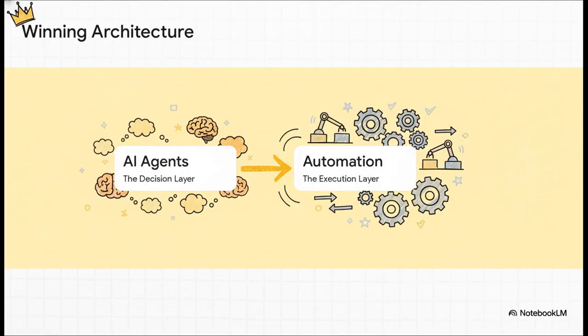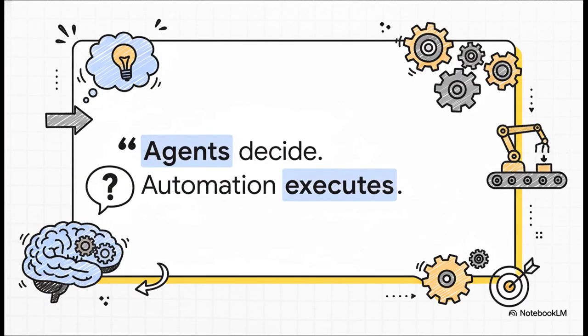The winning formula, the best architecture, uses both of them, but puts them in the right jobs. You can think of it like a two-layer system. You've got your AI agents up top as the smart decision layer. They're the brains figuring out what needs to be done. And then you have automation as the powerful execution layer below, just reliably getting those tasks done. And it all comes down to this simple phrase: agents decide, automation executes. Seriously, that's it. That's the key takeaway right there. It's the mental model that really separates the good systems from the truly great ones. Let the smart part do the thinking and let the workhorse do the work.